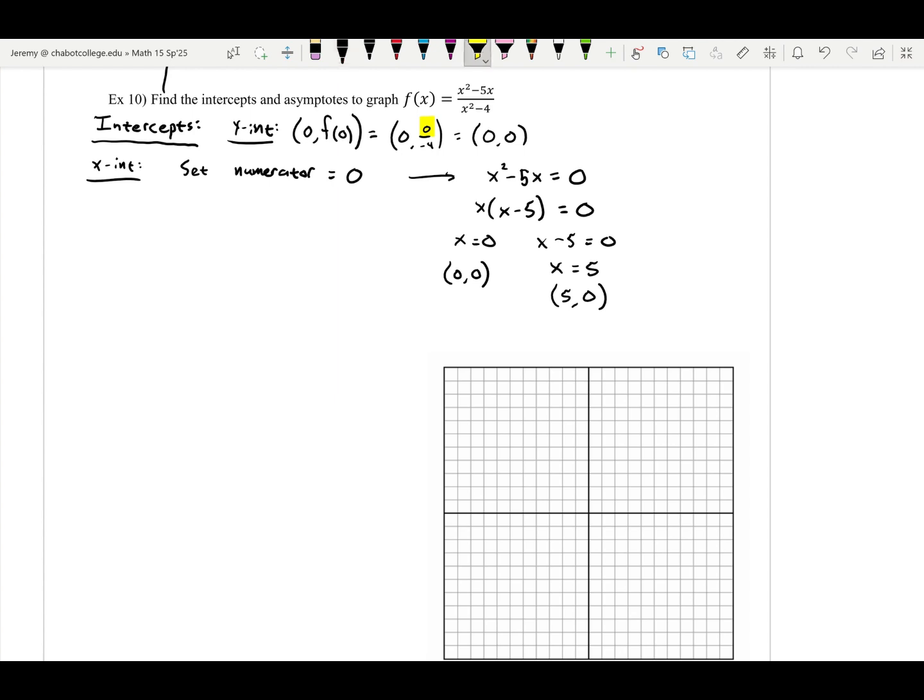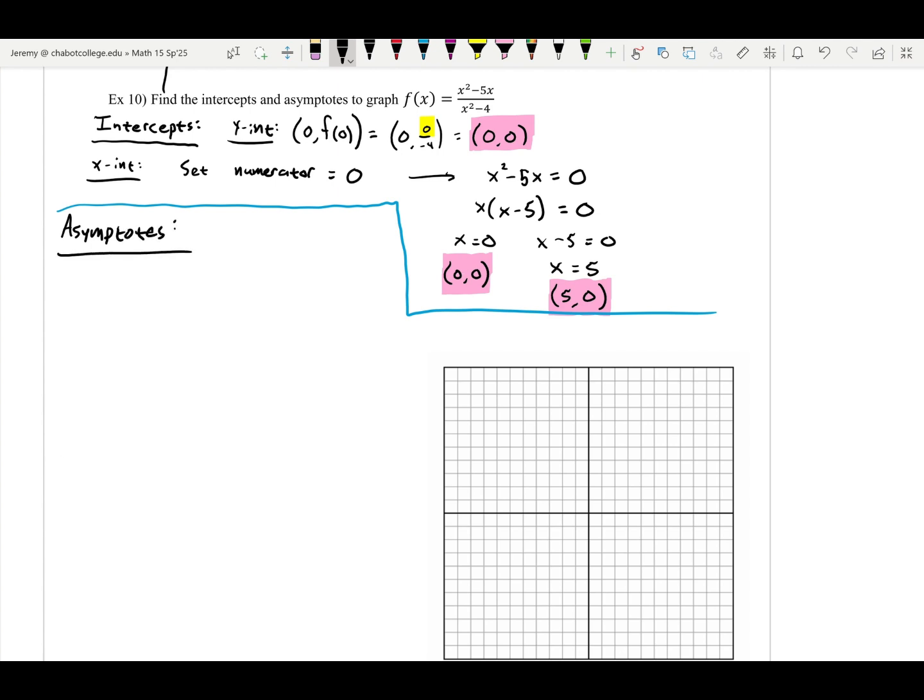All right, pretty good. I'll just highlight these. I'm going to need them in a moment when I go to graph. Now, after intercepts, we want to see if we can figure out what the asymptotes are. So let's do asymptotes now. How about we start with vertical asymptotes?